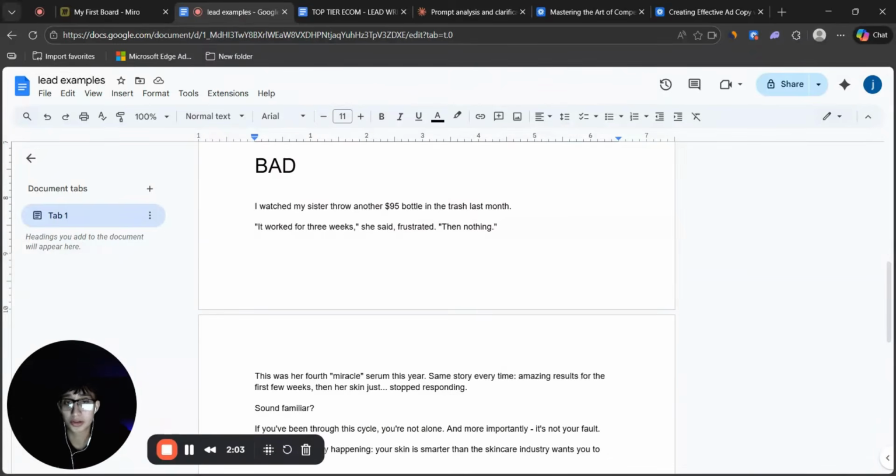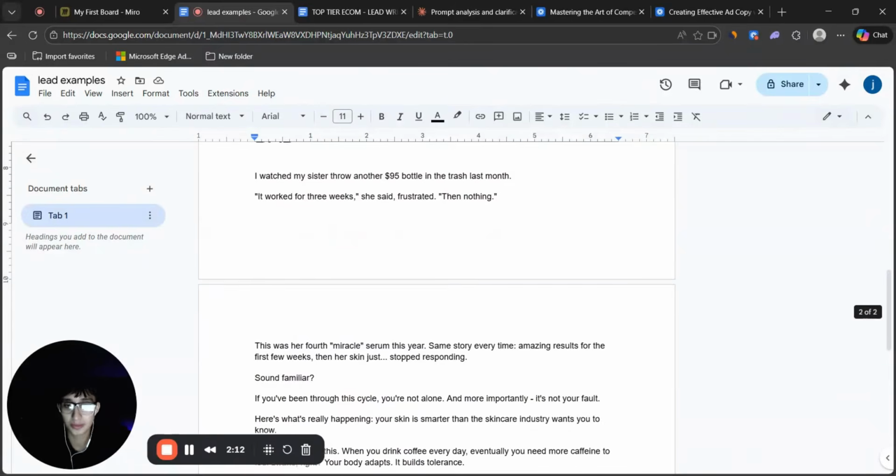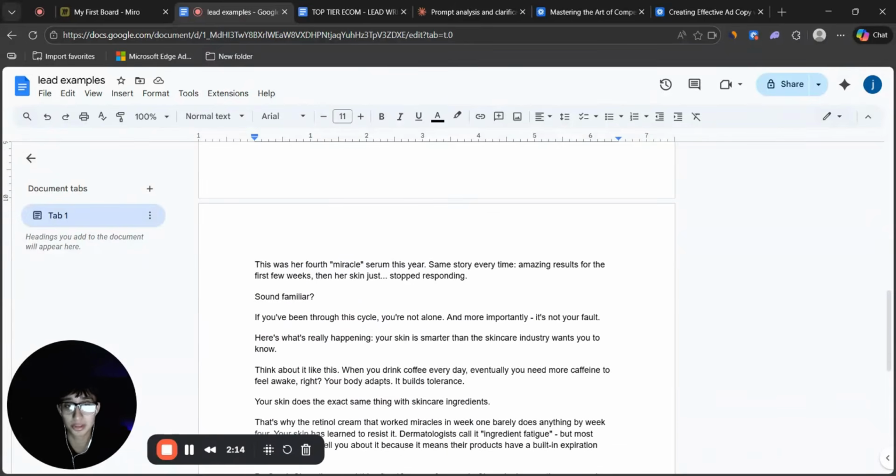"I watched my sister throw another $95 bottle in the trash last month. 'It worked for 3 weeks,' she said, frustrated. And then nothing. This was her fourth miracle serum this year. Same story every time. Amazing results for the first few weeks. Then her skin just stopped responding. Sound familiar? If you've been through this cycle, you're not alone. And more importantly, it's not your fault."